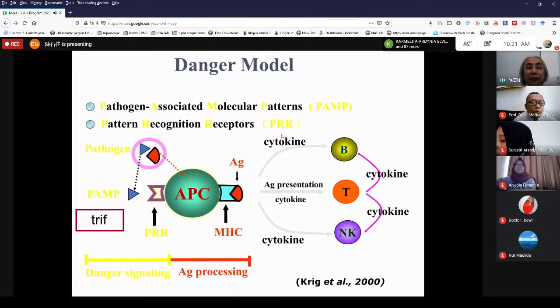So how many PRR are in the immune cell? More than 20 different kinds of PRR receptors. And there are many different PAMP, like flagella, bacterial cell membrane, and so on. Okay, going to the next slide, you can see the detail.